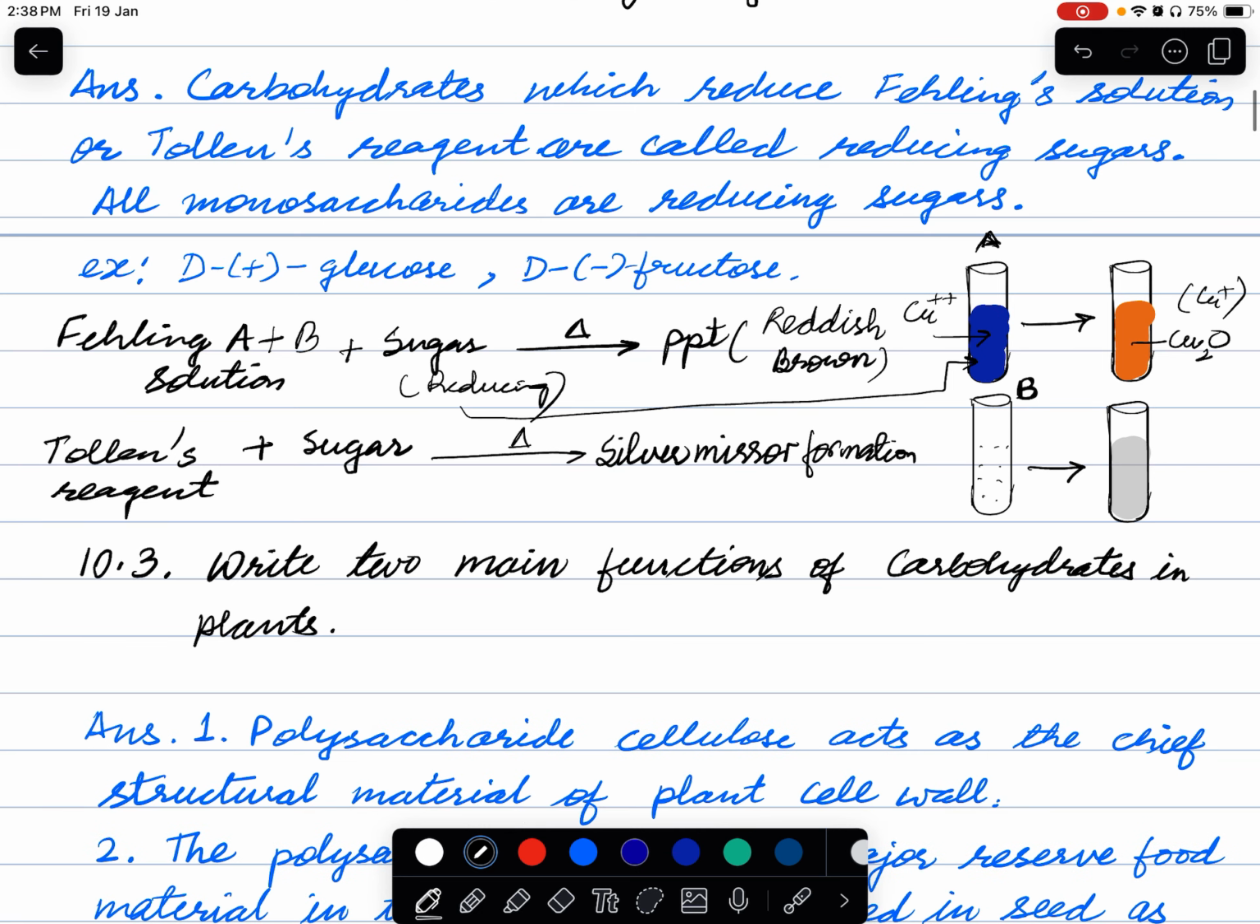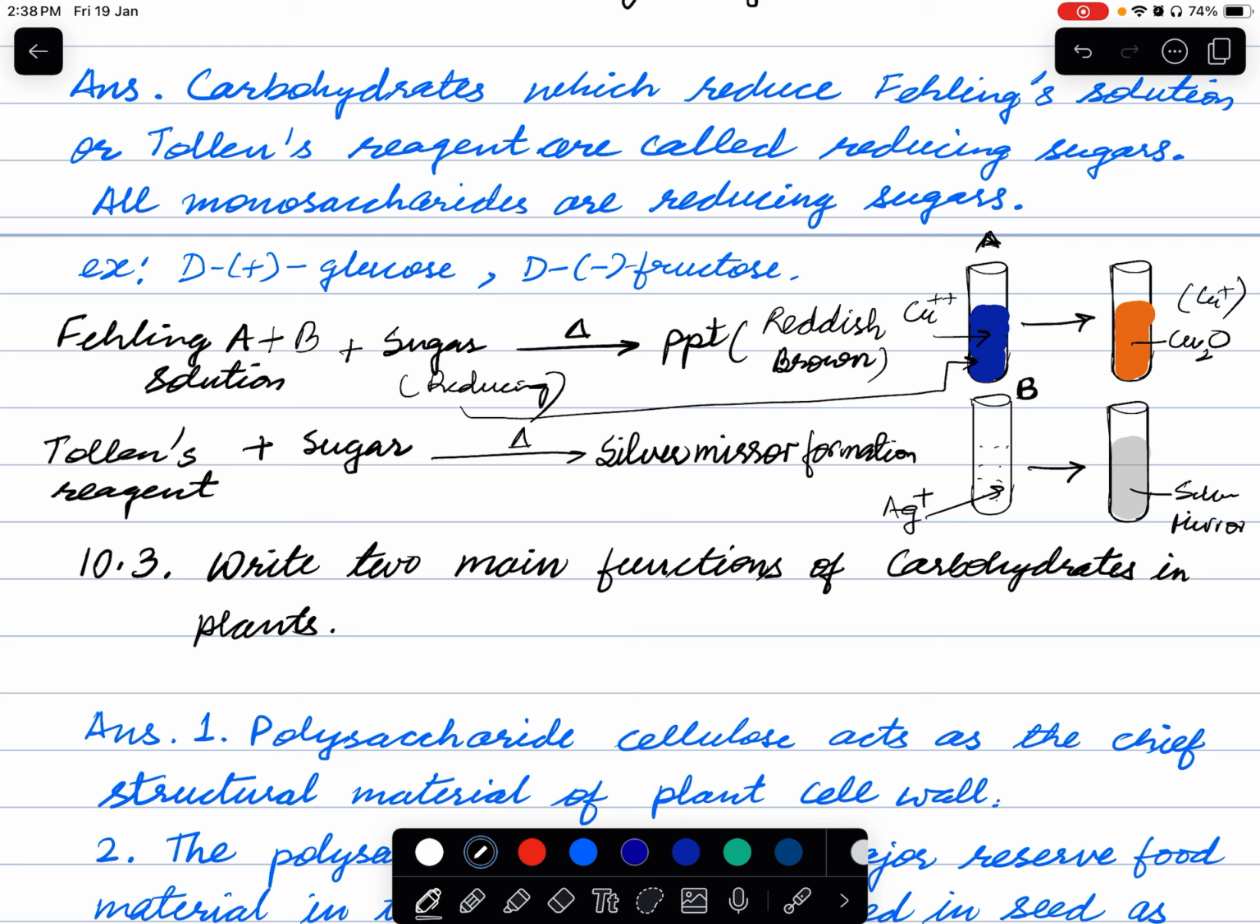Second one is Tollens' reagent. Tollens' reagent is basically a solution of silver ion, that is Ag+ ion. And when this Tollens' reagent is treated with sugar, and we heat in a water bath, what change do we observe? We are getting a silver mirror deposition on the margins or edges of the test tube, or on the inner lining of the test tube.